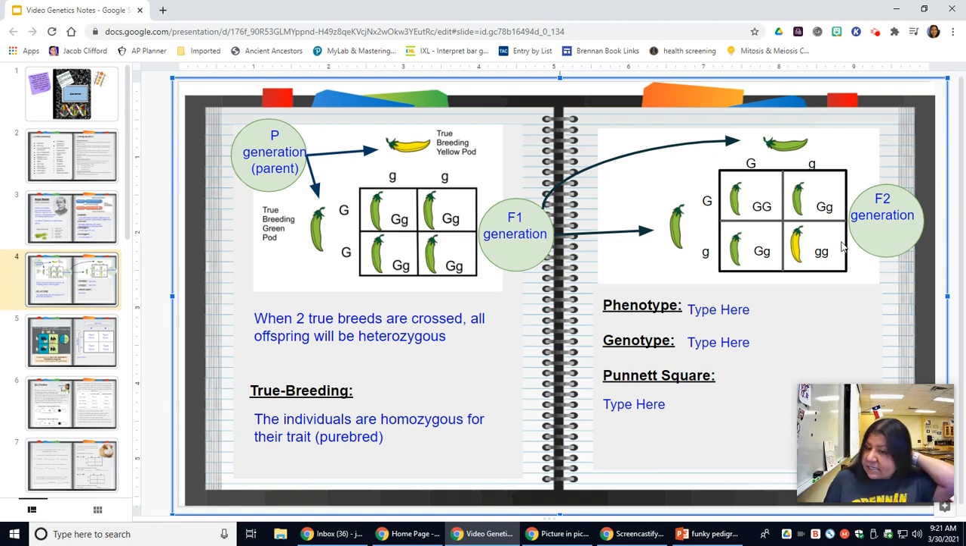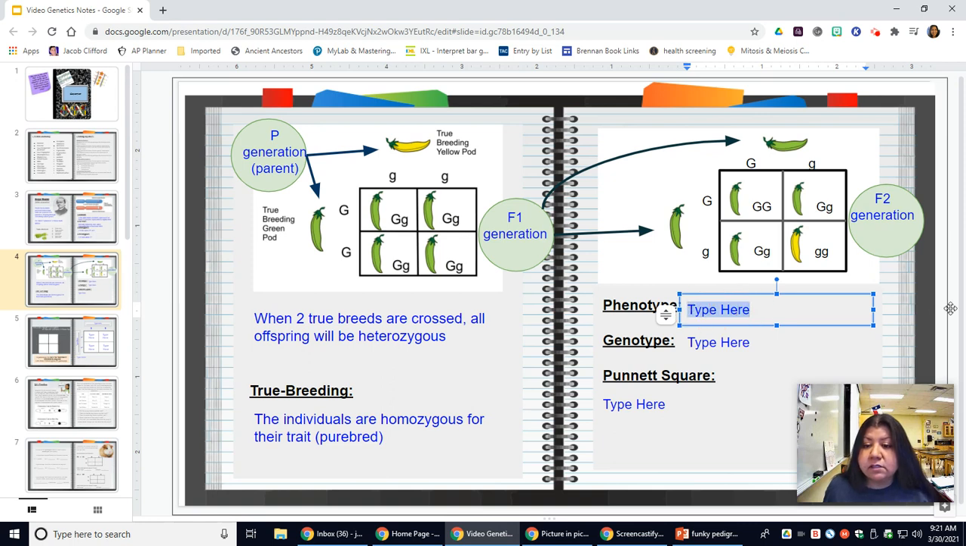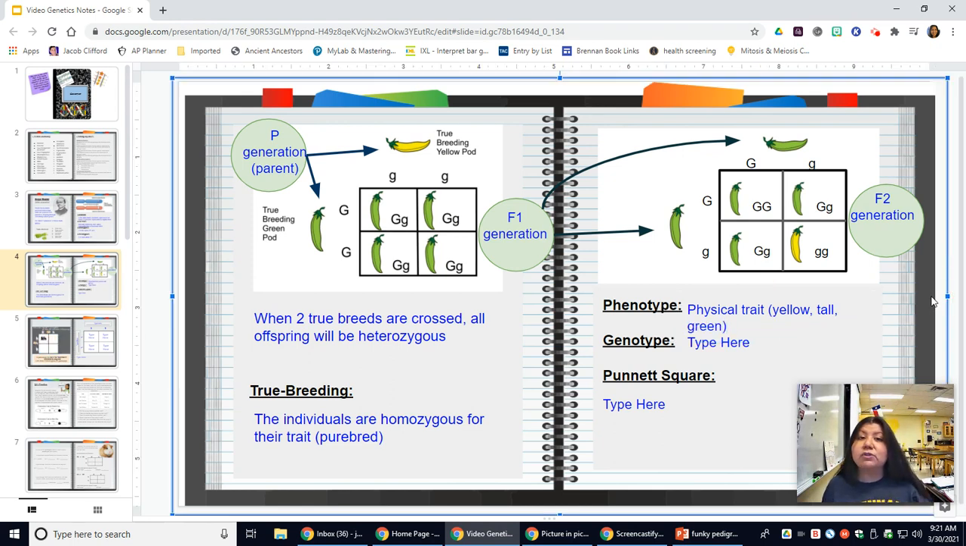Now I can see my yellow characteristic comes back. I end up with 75% that are green and 25% that are yellow. The colors are my phenotypes. Phenotype means a physical trait, so yellow, tall, green, things like that. Those are physical traits, physical descriptions.